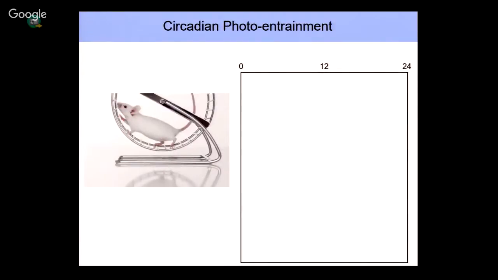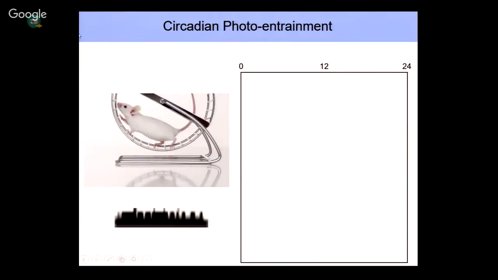And for the second criteria, the endogenous clock should be able to match the external light dark cycle. We call it photo entrainment. Okay, this word photo entrainment. The entrainment means matching the endogenous clock to the external light dark cycle.